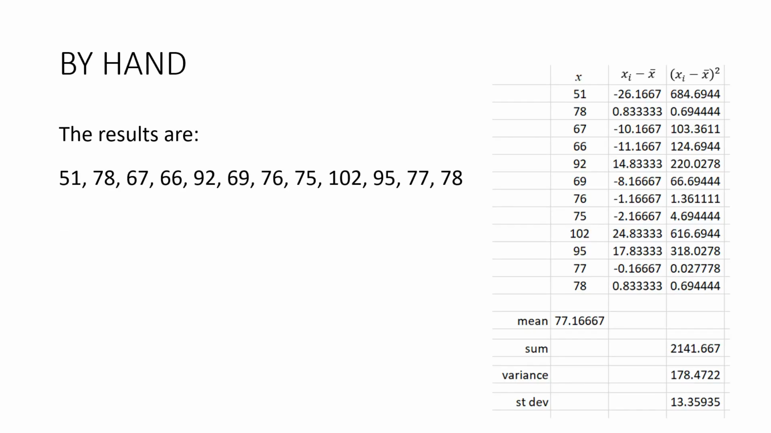So one way to work this out is actually to do it by hand. Now I've actually used a spreadsheet here to do it just because the calculations are a little bit long. It's my data set, the mean, and here I've got xi take away the mean. So I've taken 51, take away 77.16667. I've copied that formula down. And then I've squared this column to get rid of the pluses and minuses. I've added them all up and then divided by how many there are and taken the square root, and that gives us a standard deviation of 13.36 approximately.